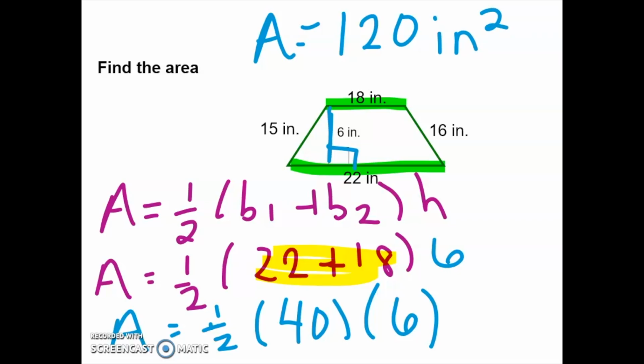So that was just a quick review on the 4 different shapes we're going to be using throughout the rest of this chapter and how to find their areas.